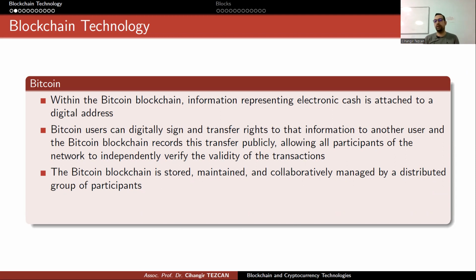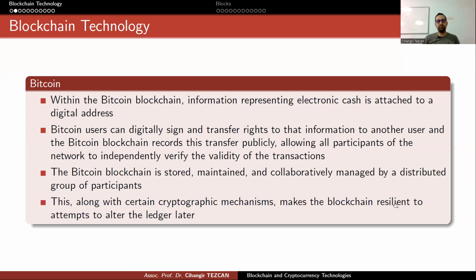If you have a hard drive of around 500 gigabytes, you can simply store the whole Bitcoin blockchain since the starting day, okay? But of course, the software allows you to modify this, so you can actually store only 2 gigabytes of it, which is the last part and so on. This, along with certain cryptographic mechanisms, makes the blockchain resilient to attempts to alter the ledger later.